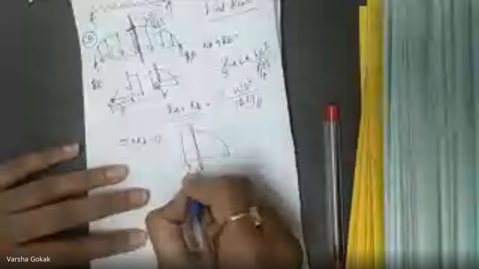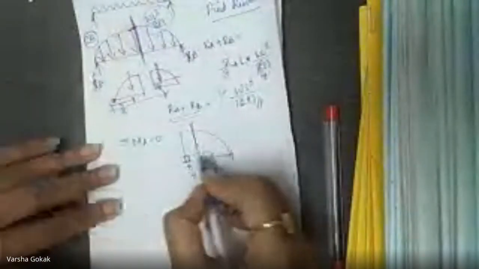Now, keeping this in mind, if I'm taking moment at point A, summation MA equal to 0. First I'll take the area of this. Area of this is 2/3 base into height. So 2/3 base is L by 2, height is WL square by 8 EI. This is the area. 2/3 base into height into its CG. How much is this distance? 5 by 8 of L by 2, for the first parabola.